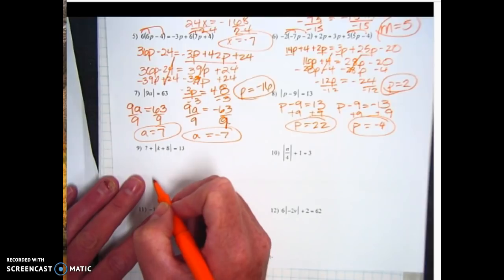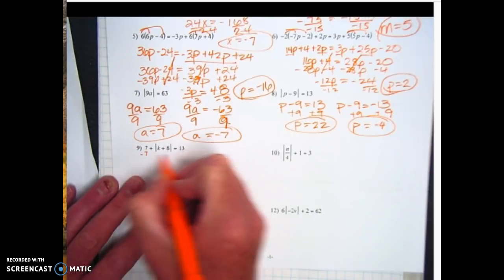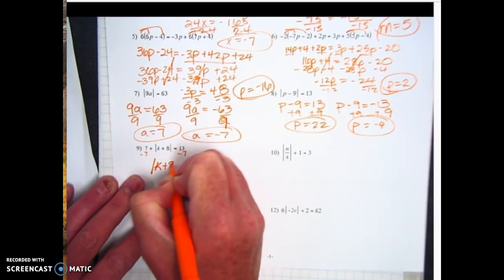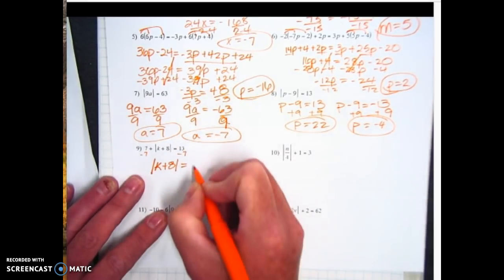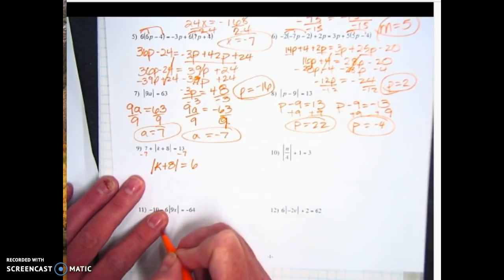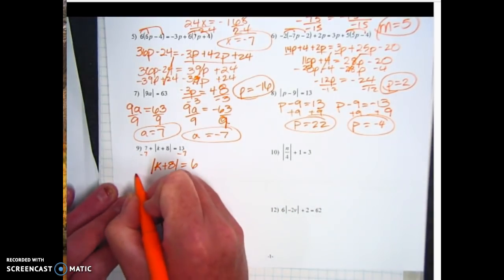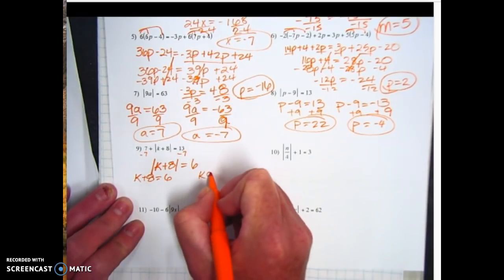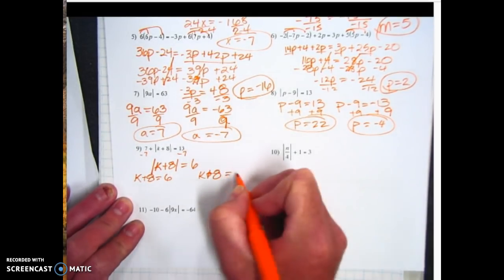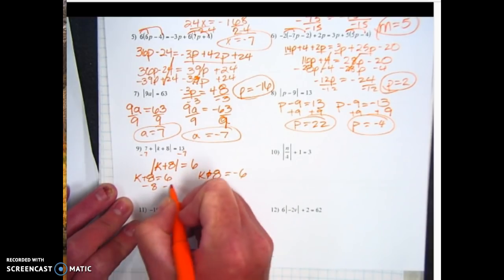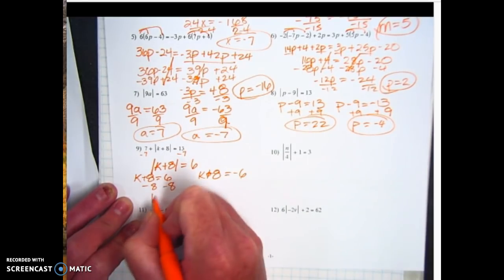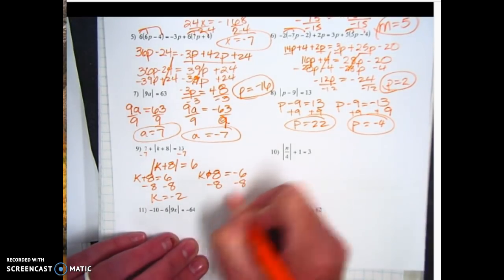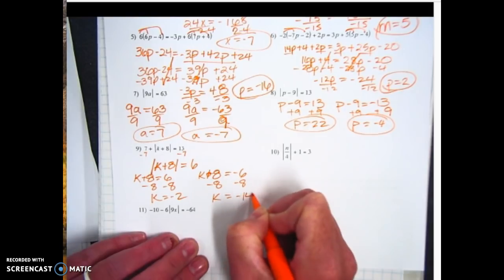All right. Now, before you can do the step that we did in number 7, you have to isolate that absolute value by itself. So we got to subtract the 7 from both sides first, which gives us the absolute value of k plus 8 equals, what is that, 6? Now we can separate it into two equations. We can say k plus 8 equals 6 and k plus 8 equals negative 6. Subtract 8 from both sides. We get k equals negative 2 for that one. Subtract 8 from both sides, and we get k equals negative 14.